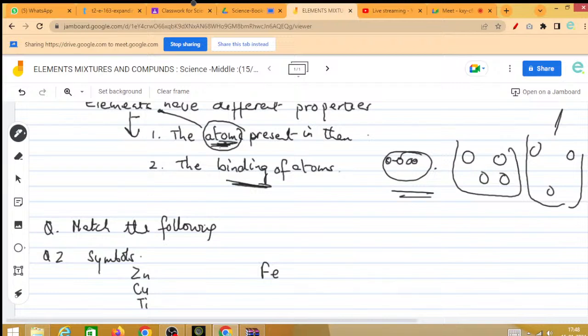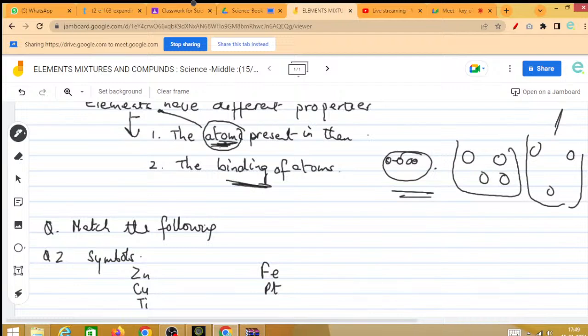Zinc, copper, titanium, iron. Zinc, copper, titanium, iron, then Pt, platinum.